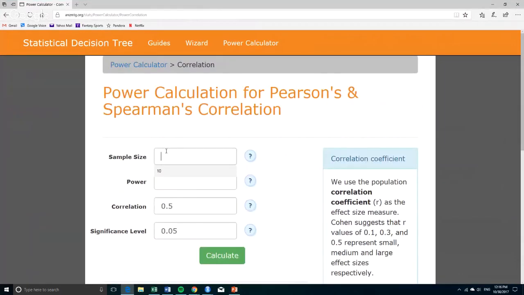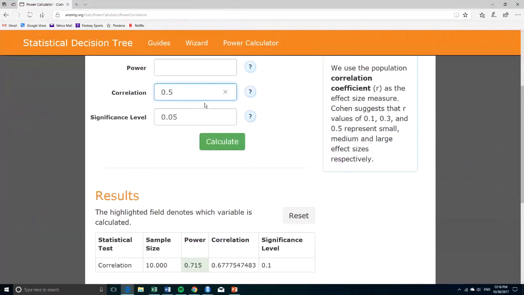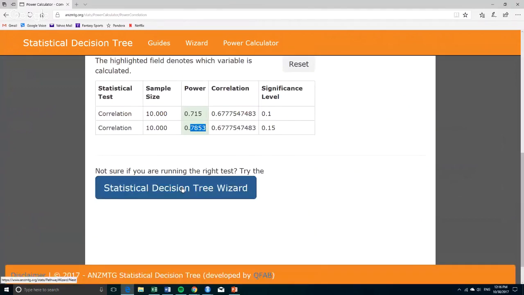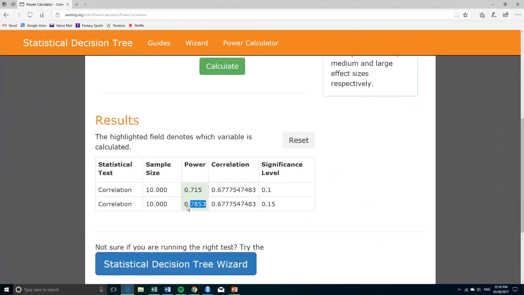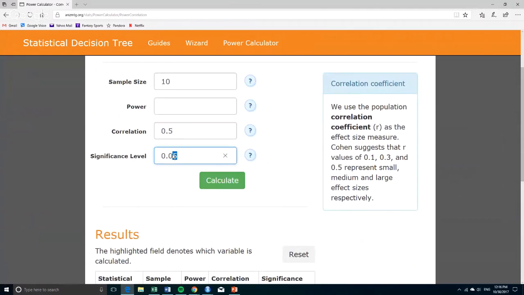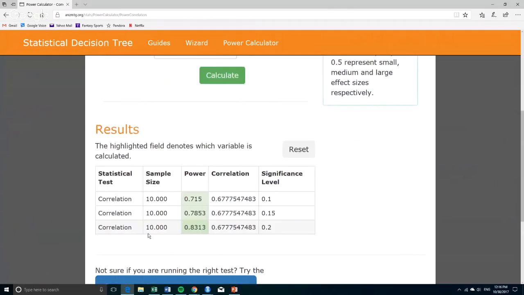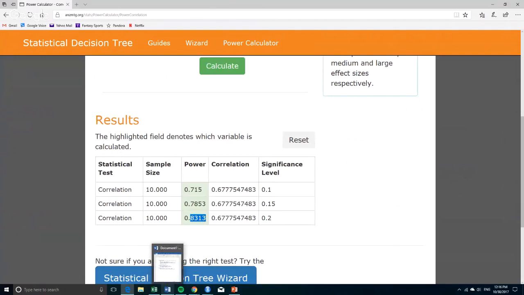Our sample size was 10. Our correlation was 0.6777547483. And maybe instead of 90% confidence, what if we drop it to 85% confidence? What happens to the power then? The power goes up to 78%. Okay, let's try it one more time. Maybe if we drop it all the way to 80% confidence, what is the power going to be? 83%. So if we have 80% confidence or 80% specificity, we have 83% sensitivity.